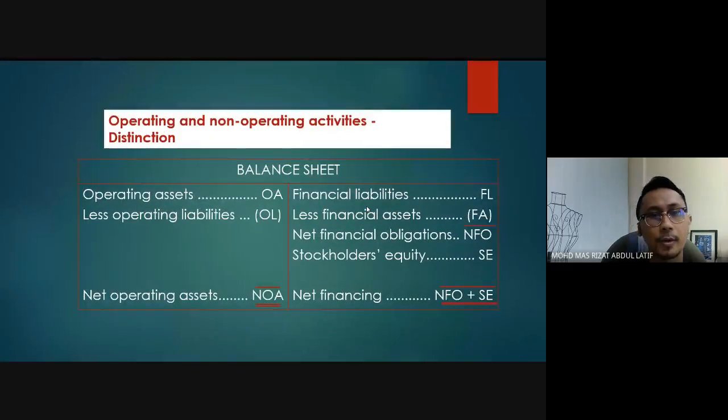Inilah dia. Okay, how can you calculate your NOA tadi ni yang bagi tahu contoh dia. So NOA is equivalent to your OA less your OL. And NOA also will be equivalent to your net financing. Yang mana net financing adalah net financial obligation plus your stockholders equity. So how can you calculate your net financial obligation? It is equivalent to your financial liability less your financial asset. Okay, in fact, dalam textbook pun ada, you boleh tengok dekat situ. Right? So that will be RNOE.